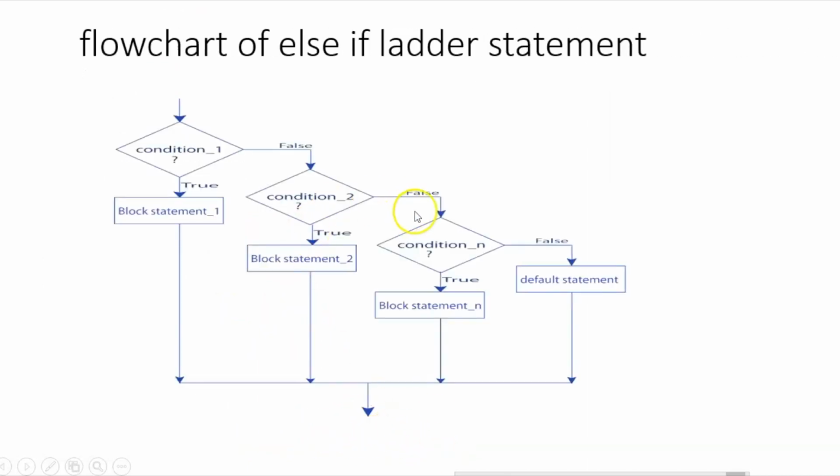And this figure shows the flowchart of an else-if ladder statement. Condition 1 is evaluated first, and if condition 1 is true, then statement block 1 will be executed. If condition 1 is false, then condition 2 is evaluated, and if it is true, then statement block 2 will be executed. When all the n conditions become false, then the default statement will be executed.